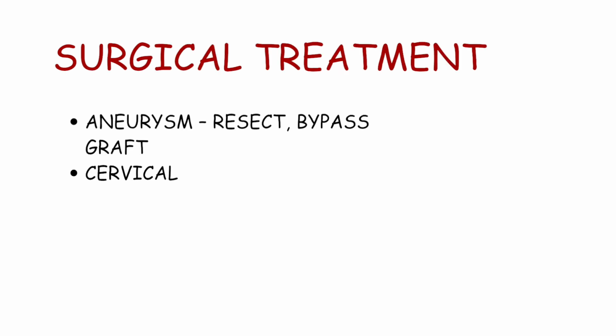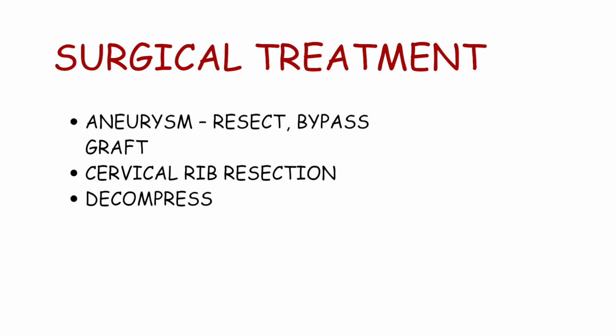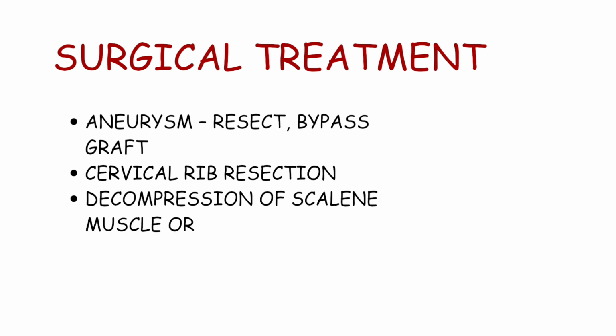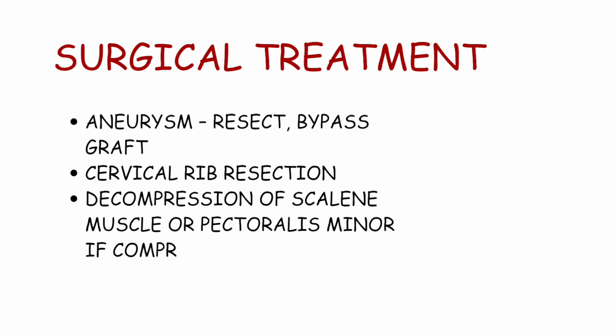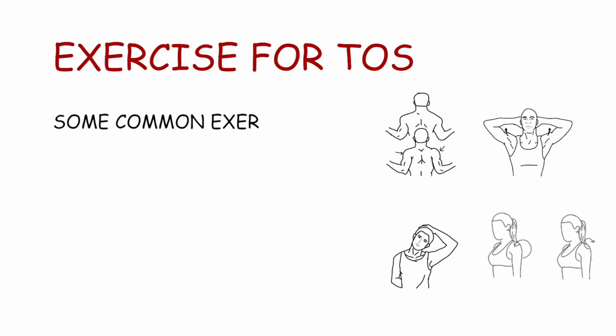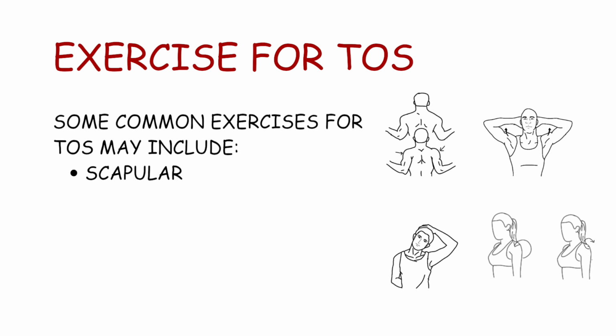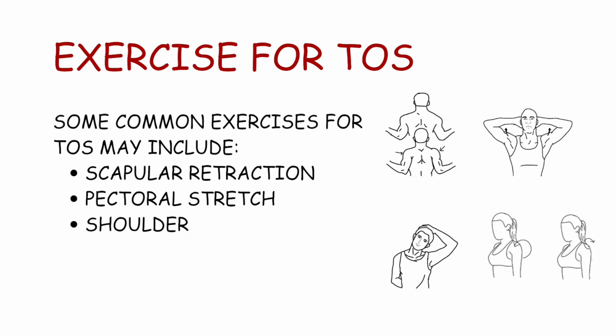Surgical treatment. Aneurysm, resect, bypass graft. Cervical rib resection. Decompression of scalene muscle or pectoralis minor if compression. Some common exercises for TOS may include 1. Scapular retraction, 2. Pectoral stretch, 3. Shoulder rolls, 4. Neck stretch.